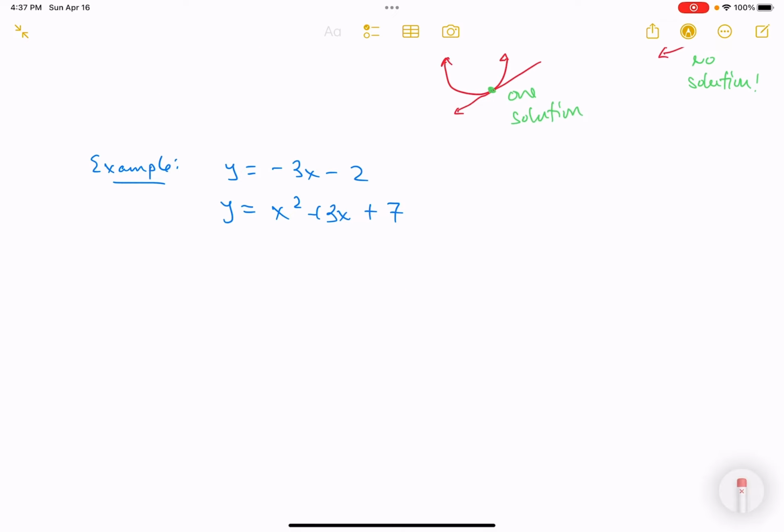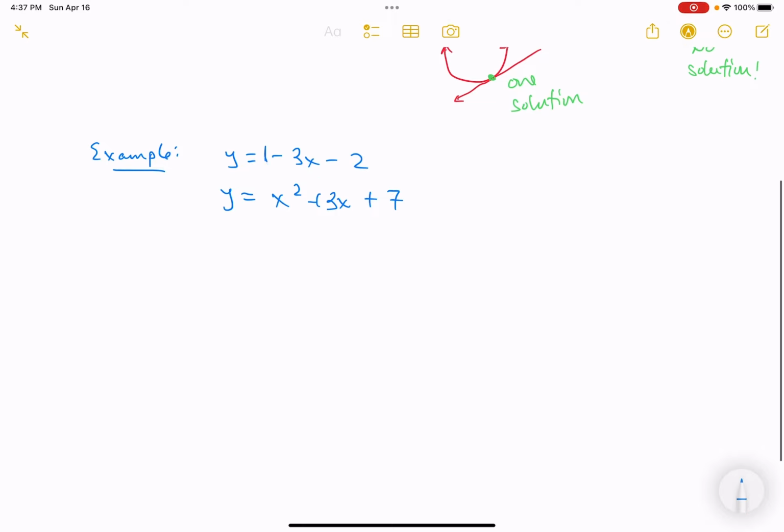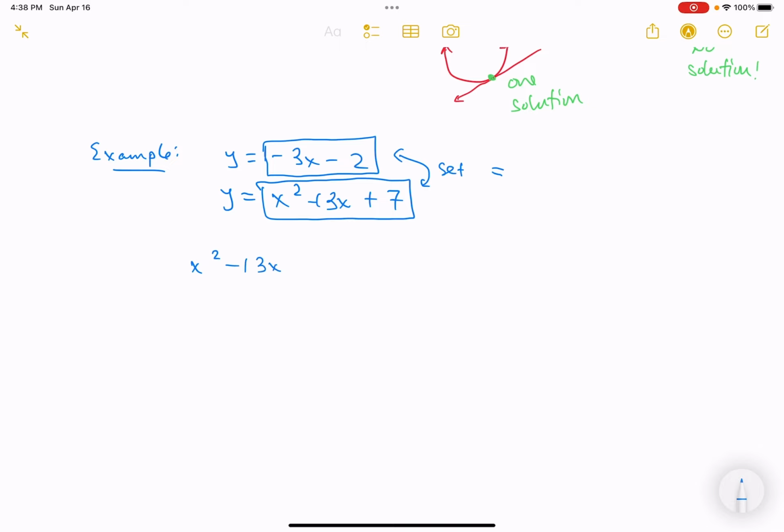There. We solve it by taking the first equation, which has y by itself, and setting it equal to the second equation, which also has y by itself. So if we just set those two equal to each other, we'll get an equation with just x's, and then we can use one of our methods for solving a quadratic equation to get the answers. So I'm going to set those equal to each other. That's going to look like x squared minus 13x plus 7 equals negative 3x minus 2.